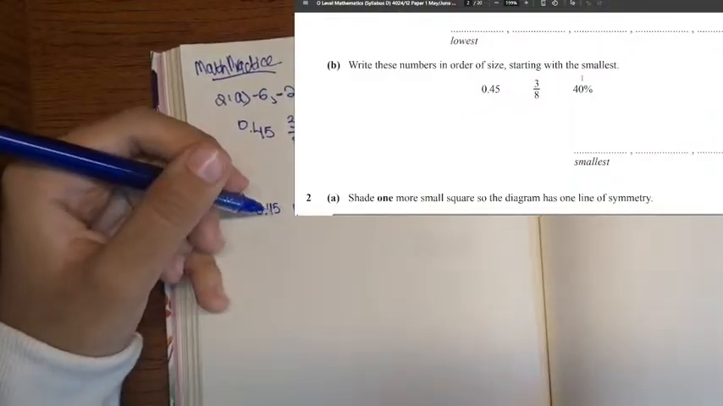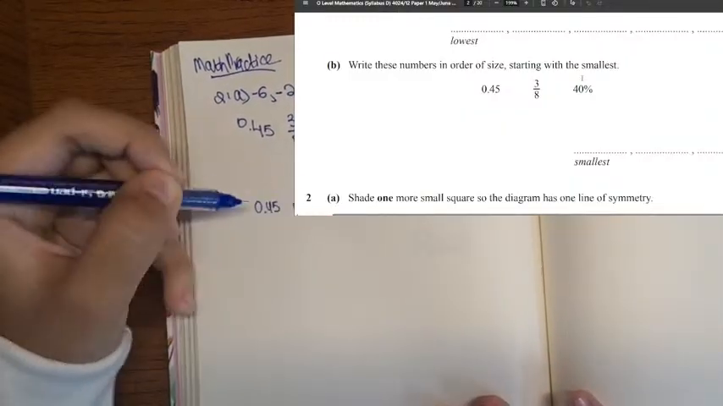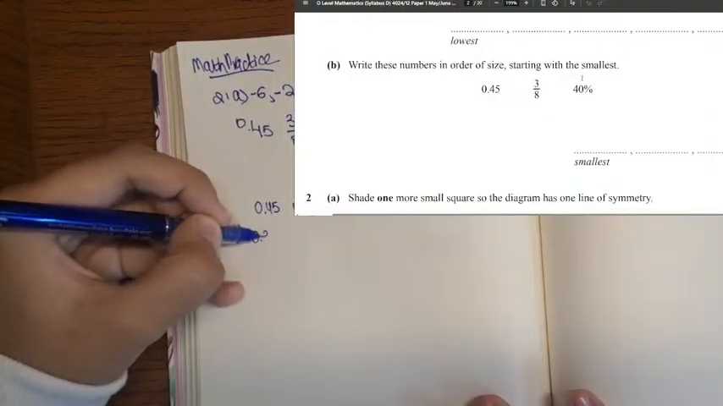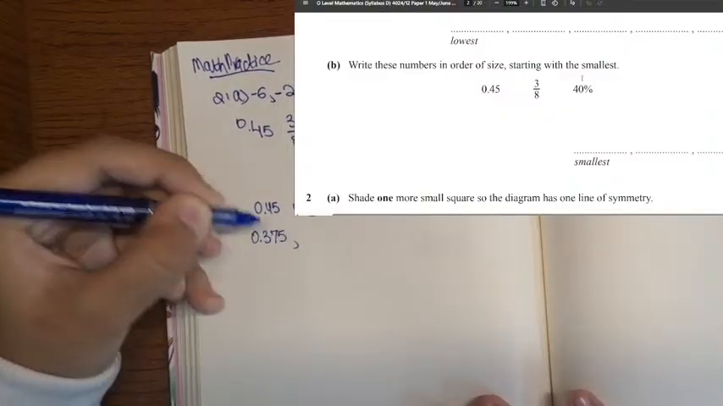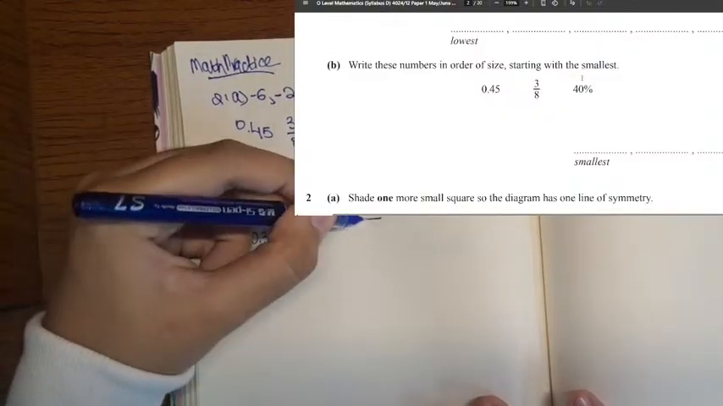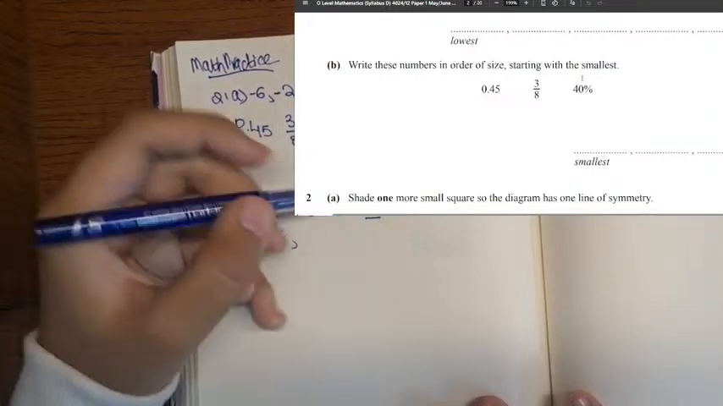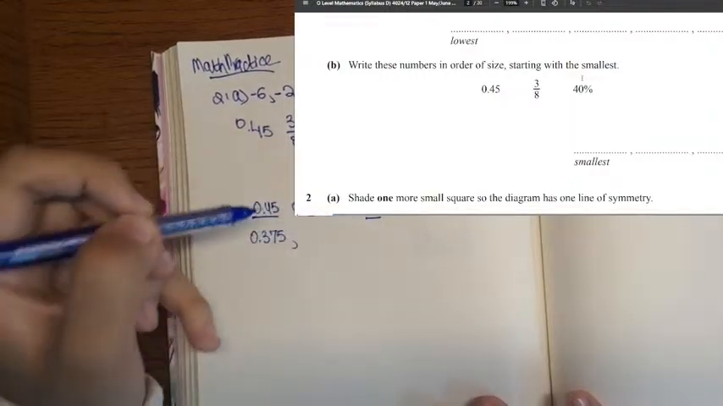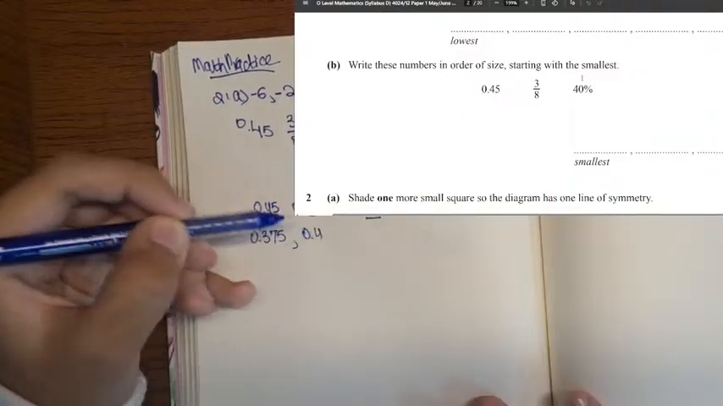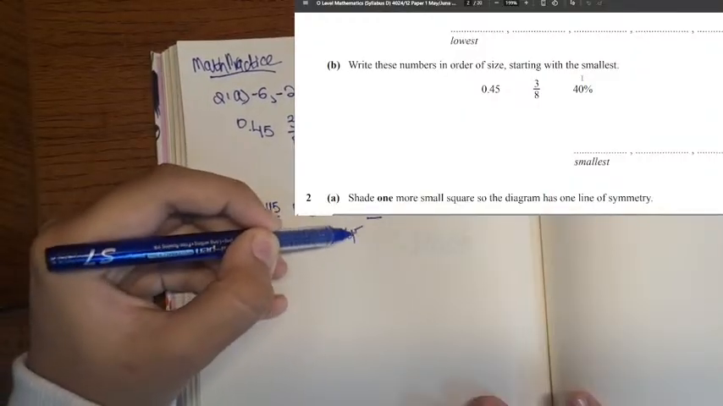Well, obviously you can see that the smallest one over here is the one that starts with the 3. So 0.375 would be our first value. The next one would be either 0.45 or 0.4. Well, in 0.45 we have 5 in front of 4, while in 0.4 we just have 0. So obviously 0.4 will be smaller than 0.45. And then finally we have 0.45 here.